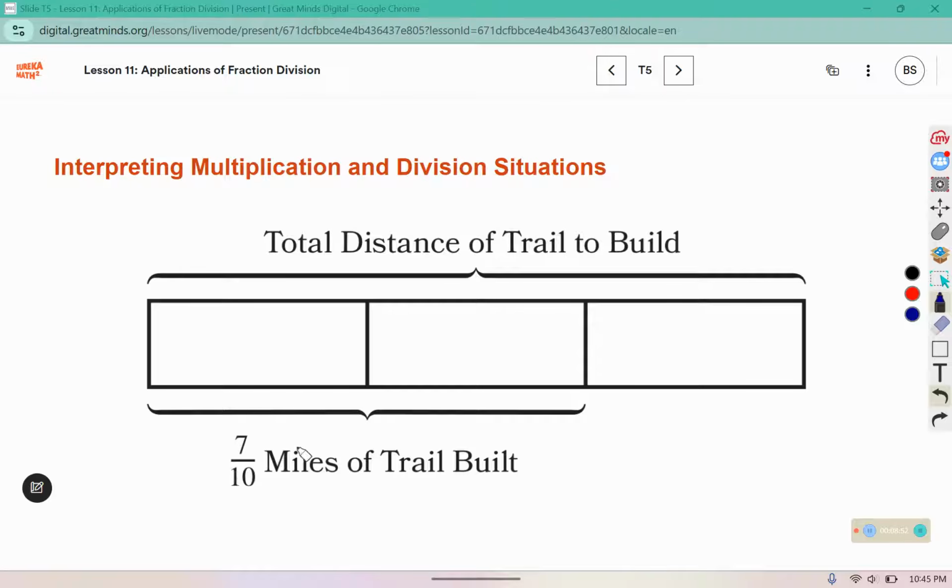So if we were to split 7/10 into these boxes, we could rewrite 7/10 as 14/20, and 14 split into 2 parts would be 7. 7, 14, 21, so it would be 21/20, or 1 mile and 1/20.